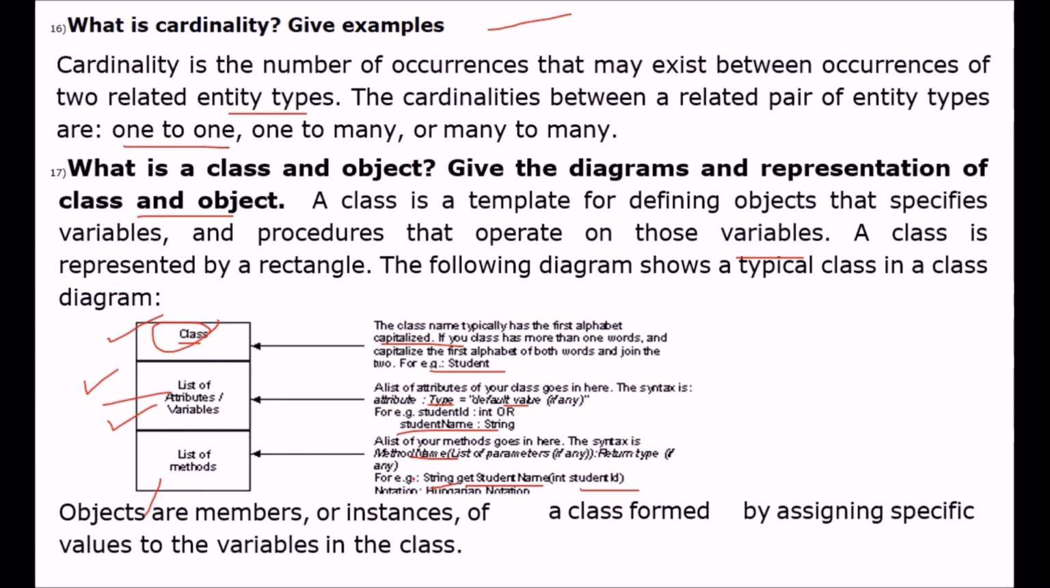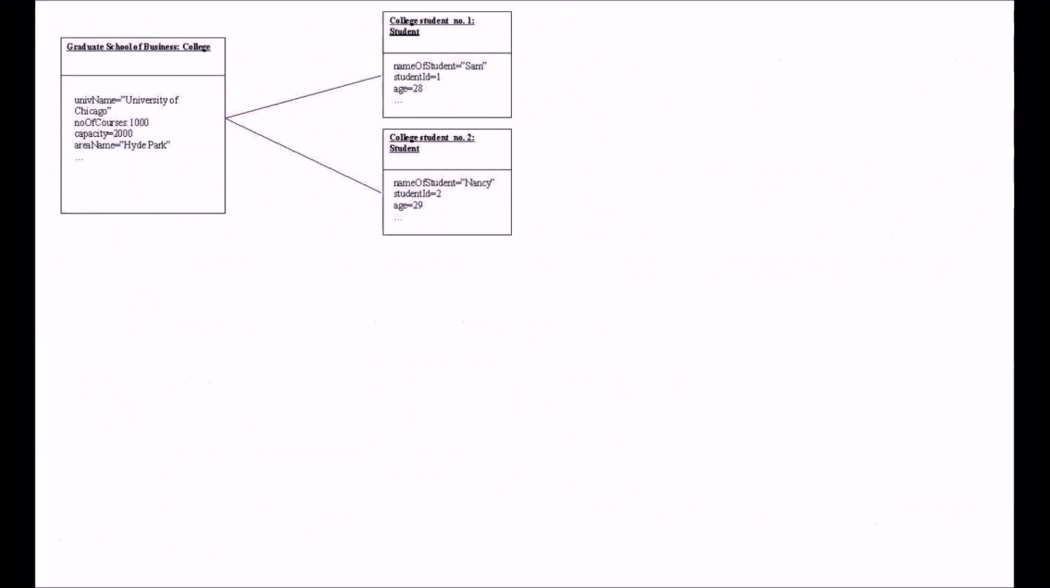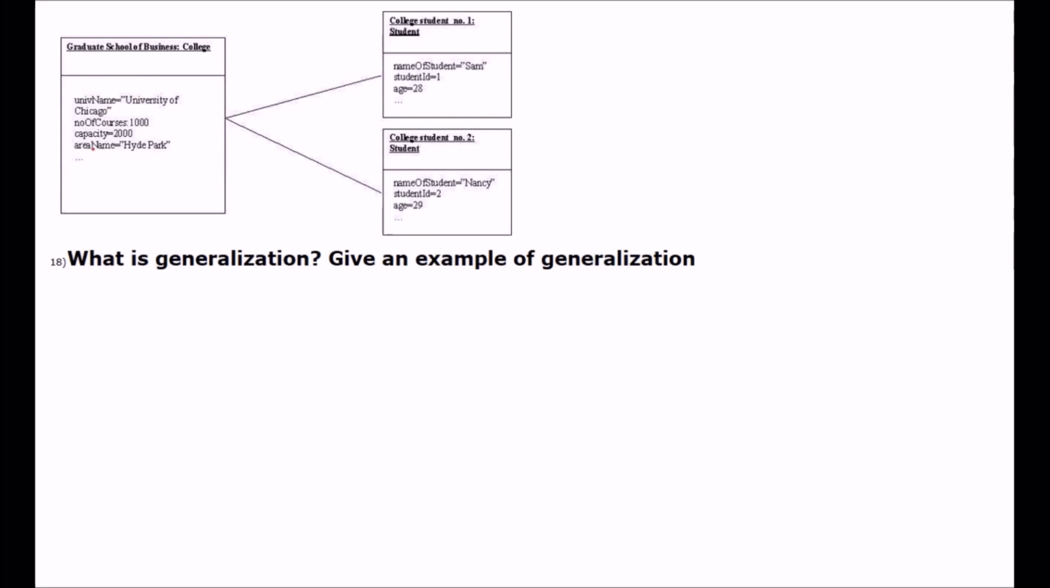Objects are members or instances of a class, formed by assigning specific values to the variables in the class. So this is one more example that you have. This is a graduate school of business college. Then these are the university name, number of courses. For one, it can be like this. For the other one, it can be like this. Because this is a class and you are going to make objects from the class, there can be a number of objects, so you have to specify that also.